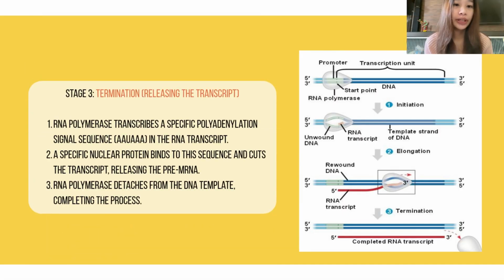Stage 3 termination. To release the transcript, RNA polymerase transcribes a specific polyadenylation signal sequence AAUAAA in the RNA transcript. A specific nuclear protein binds to this sequence and cuts the transcript, releasing the pre-mRNA. RNA polymerase detaches from the DNA template, completing the process.